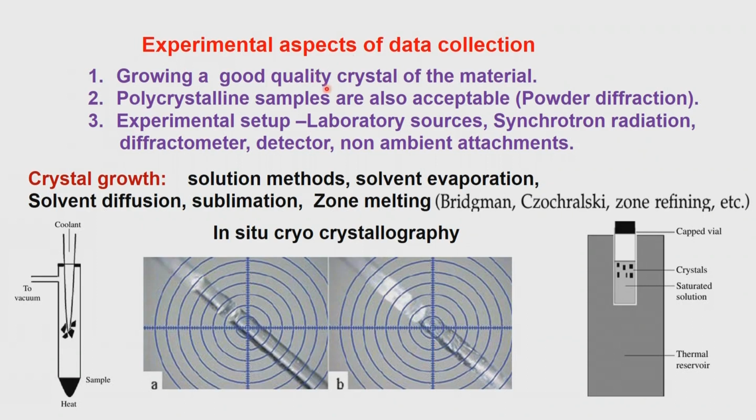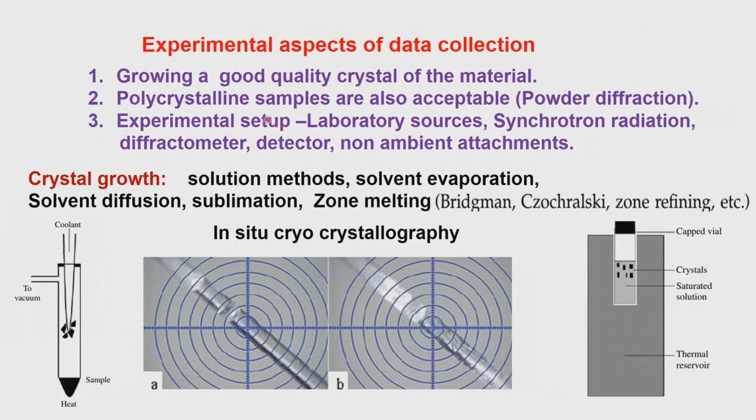Of course, if a material does not grow into a good quality crystal, but remains polycrystalline, then the polycrystalline samples are also acceptable, because one can use the so called technique of powder diffraction. We will be spending a little bit of time on powder diffraction as well.